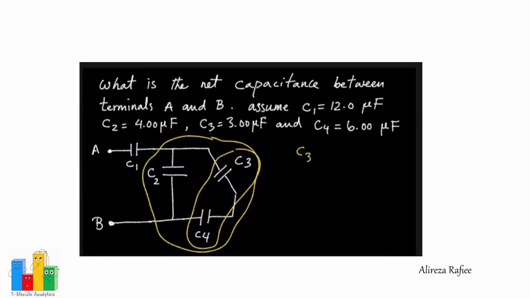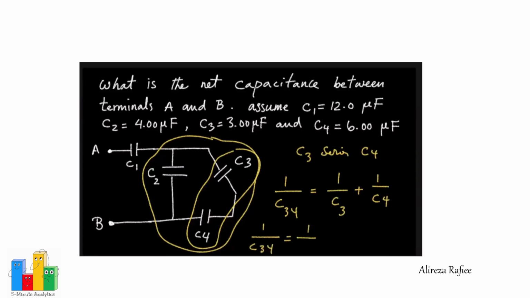So I would say C3 is in series with C4, which means 1 over C34, the equivalent capacitance for C3 and C4, would be 1 over C3 plus 1 over C4. So let me just do the calculation. 1 over C34 then would be 1 over C3, which is 3, and C4 is 6. So this would be 2 divided by 6 plus 1 over 6, which is 3 over 6.